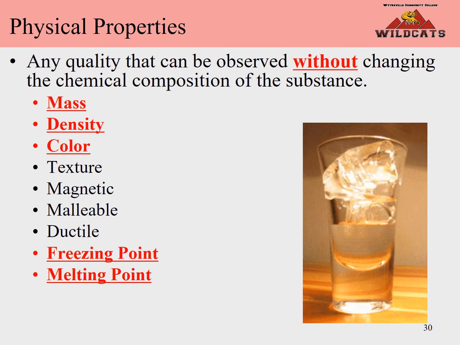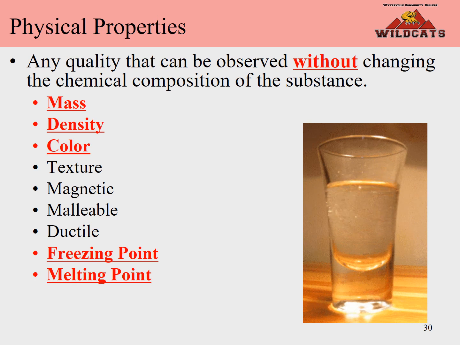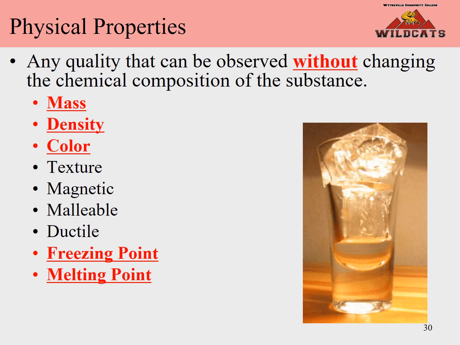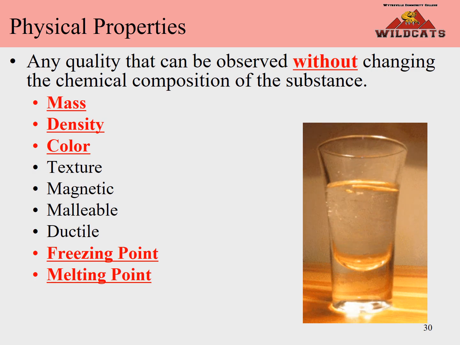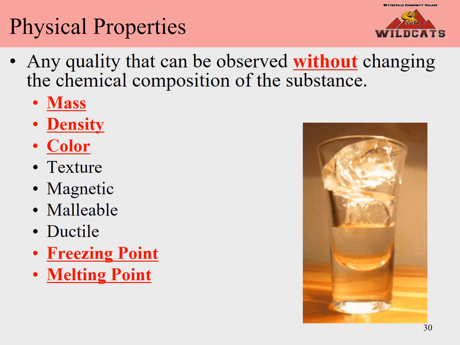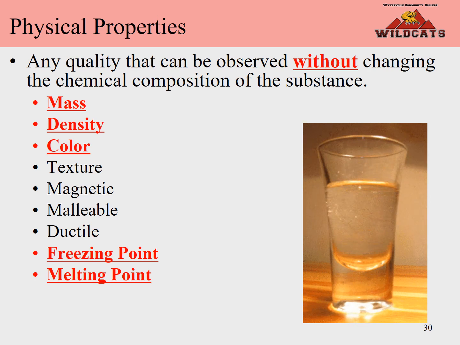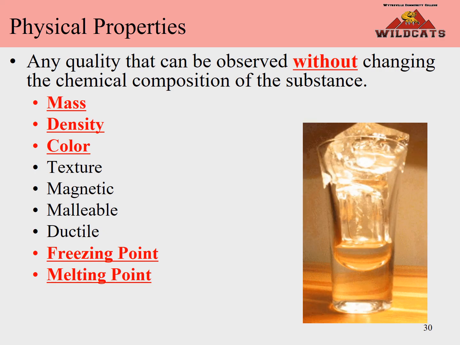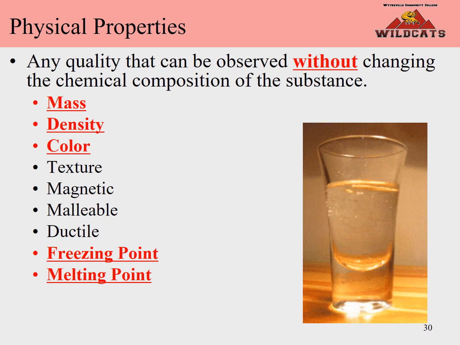Okay. So some of the properties we can take a look at are mass and density and color. We can also take a look at texture, magnetic, malleability. Can you pound something into a shape? Ductile. Can you stretch it into a wire? Freezing point and melting point. The ones that are bolded in red are the ones that we're pretty much going to be concentrating on in Chem 111. We don't really take a look too much. We'll talk a little bit about malleability and ductility, but the other five are the ones that we're basically going to see over and over again in Chem 111.